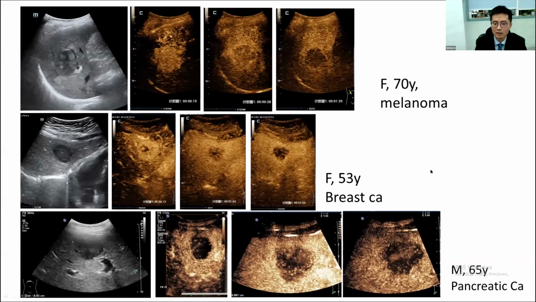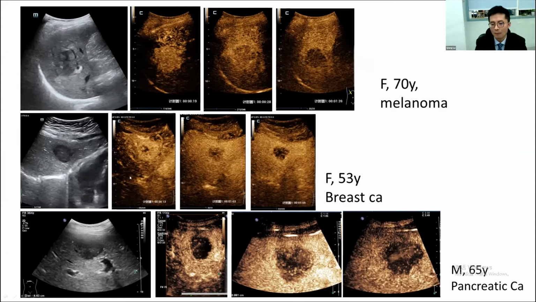The contrast-enhanced ultrasound manifestations of liver metastasis vary from the primary tumor. Hypervascular tumors are more likely to show global hyperenhancement in the arterial phase, like in this melanoma case, liver metastasis from a melanoma, and breast cancer in this case.